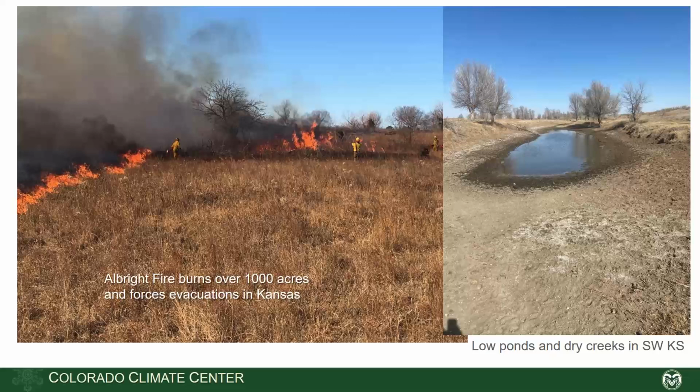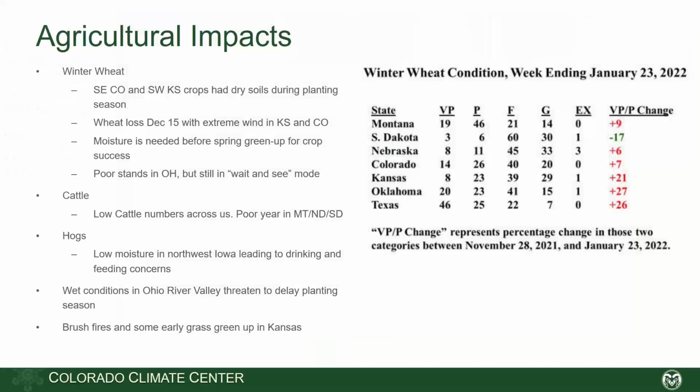So the Albright fire recently burned over 1,000 acres and forced evacuations. Other side of the coin, also in Kansas, we had a heavy snow band at the end of January in eastern Colorado and western Kansas that dropped 27 inches of snow on Mount Sunflower, which is the high point in the state of Kansas, out near the Kansas-Colorado state line. And that did have some kind of normal winter transit impacts.